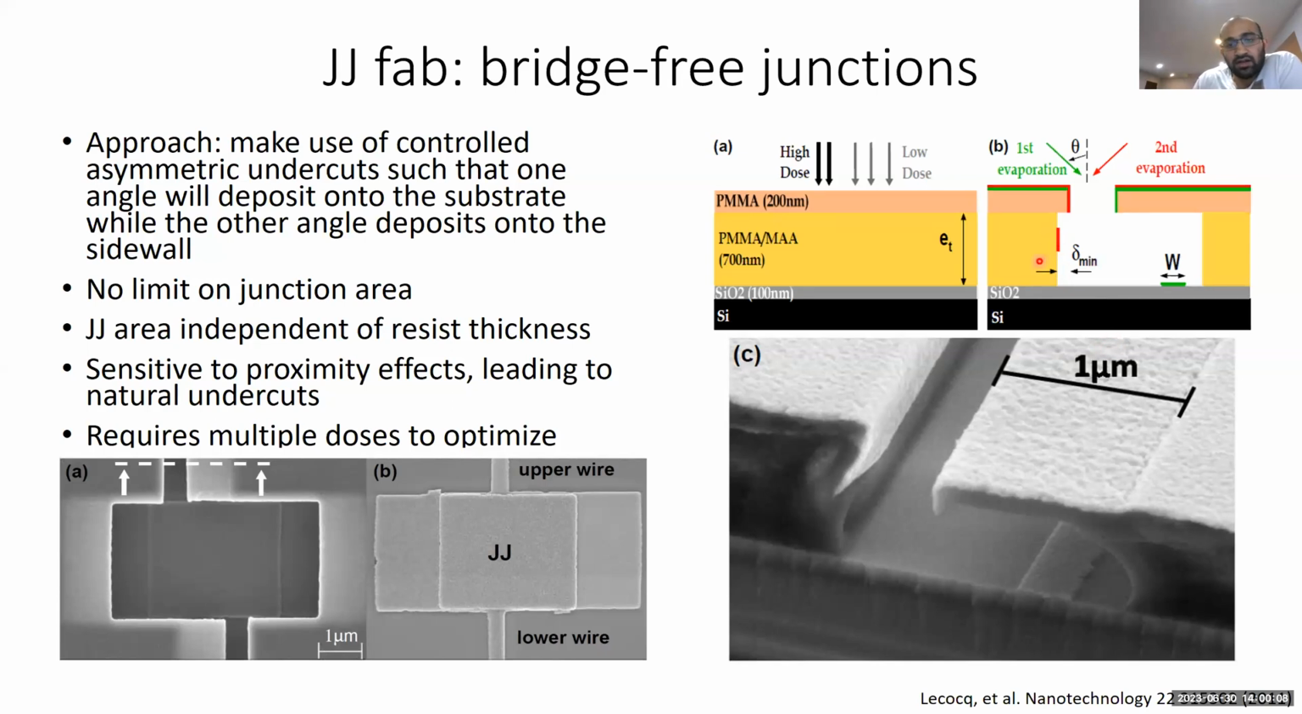As long as this delta min is small enough, you should still be fine, with deposition along your sidewall. But if this delta min is too large, then your second evaporation might actually deposit on the substrate itself, and when you do that, you'll end up with a shorted junction. Okay, so let me show you what that looks like.